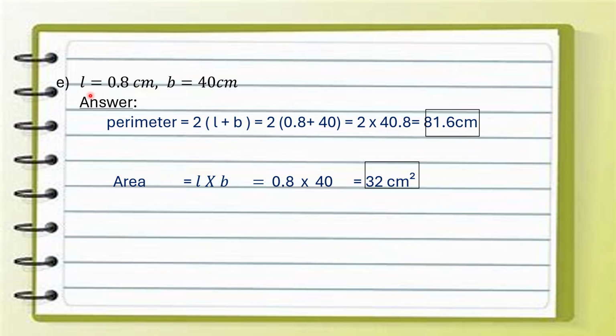E: L equals 0.8 centimeter, B is equals to 40 centimeter. Let's calculate the perimeter of a rectangle. So what is the formula?